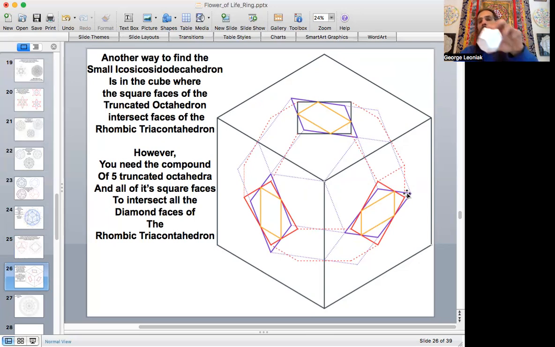So remember, that's a non-golden ratio form, the truncated octahedron. You've got those square faces. Now, this is why it's important that they're flush with the cube face here. So they're right on the cube face.